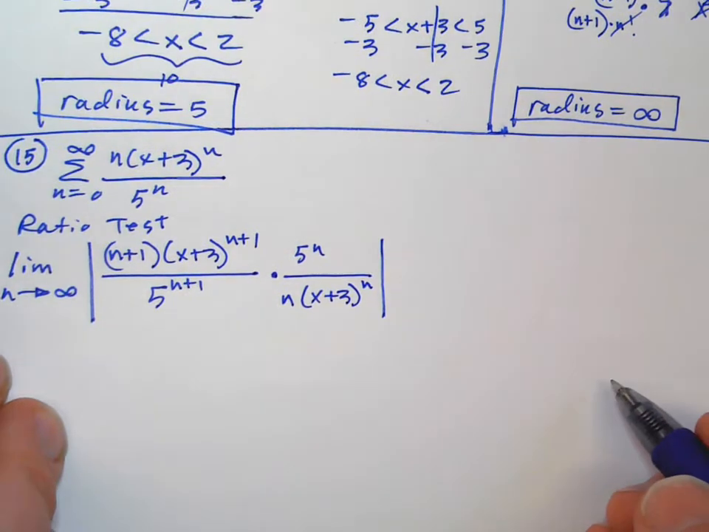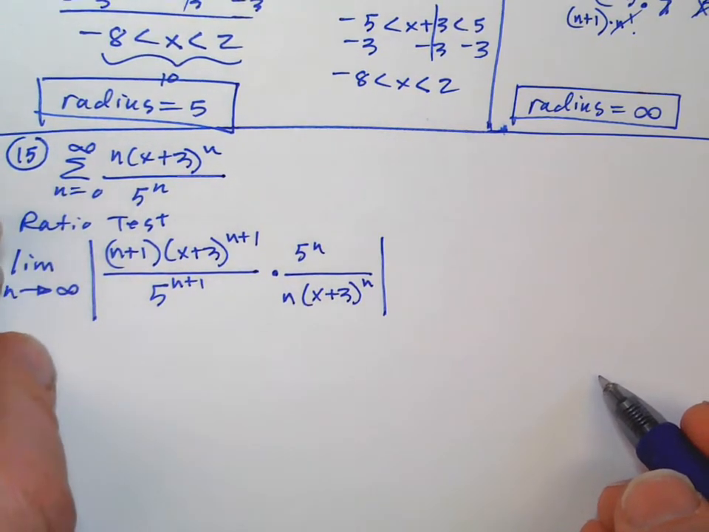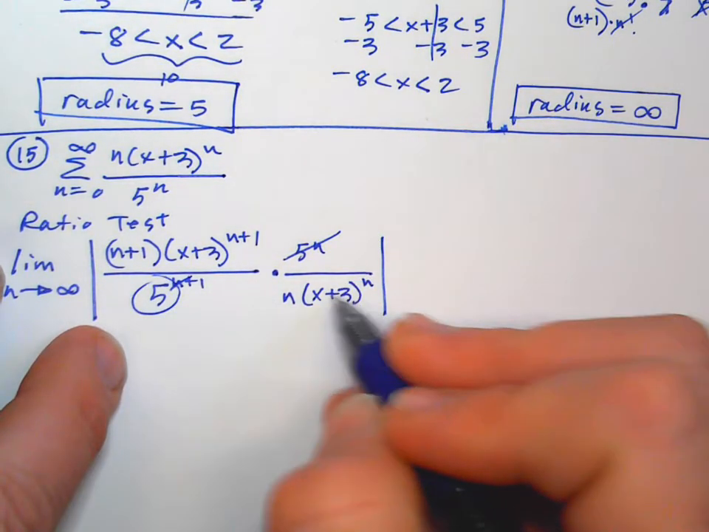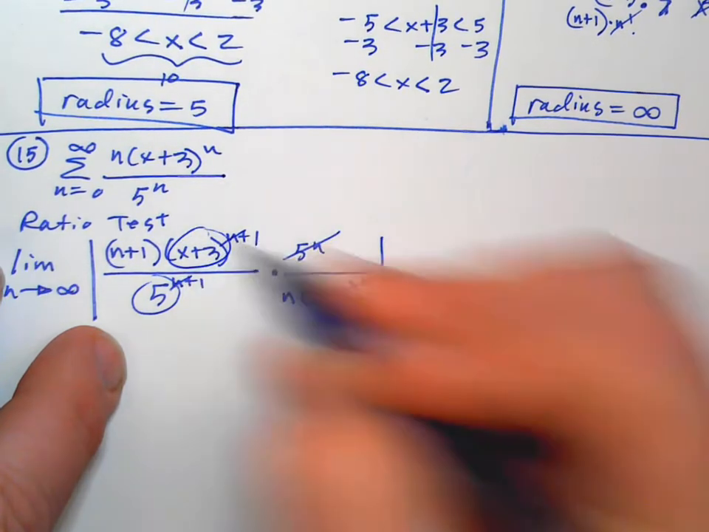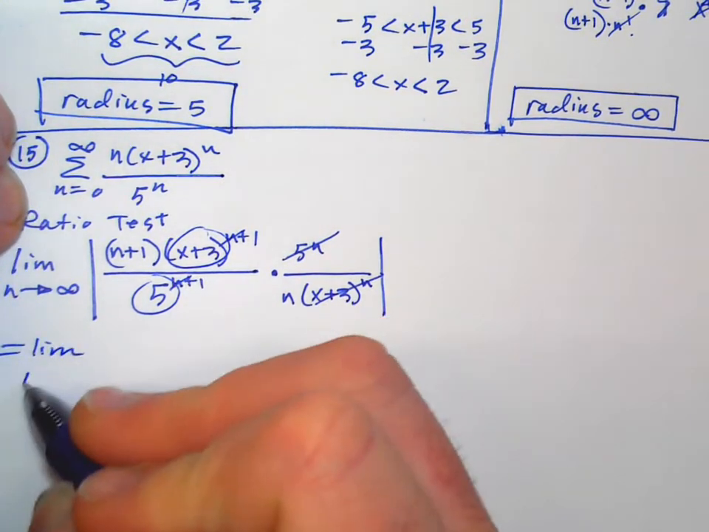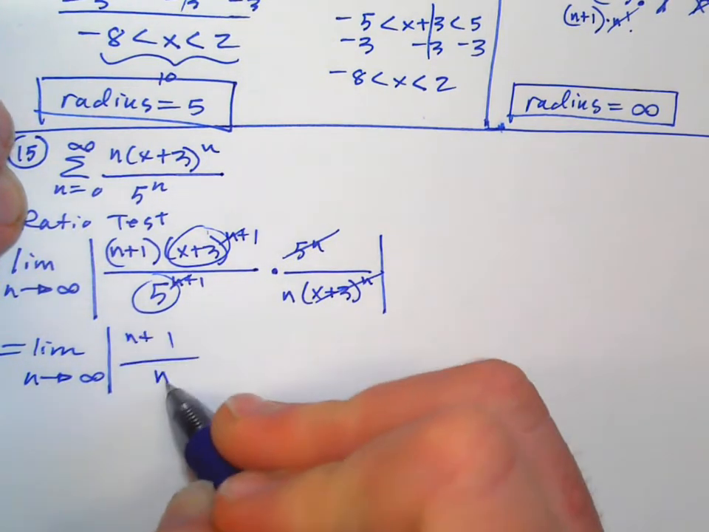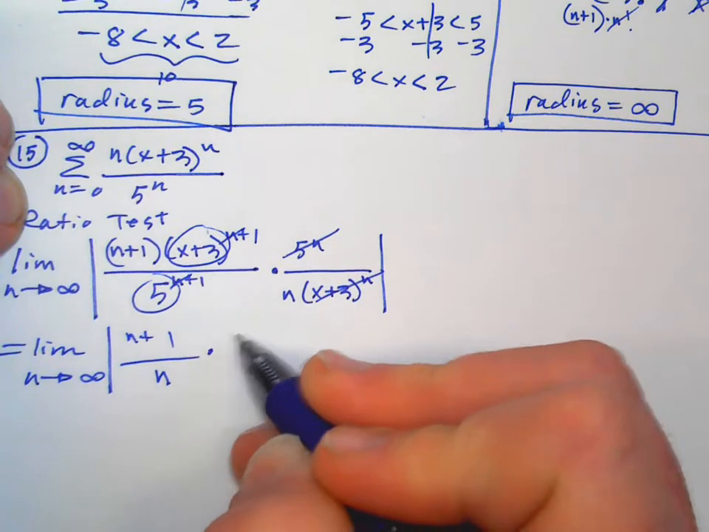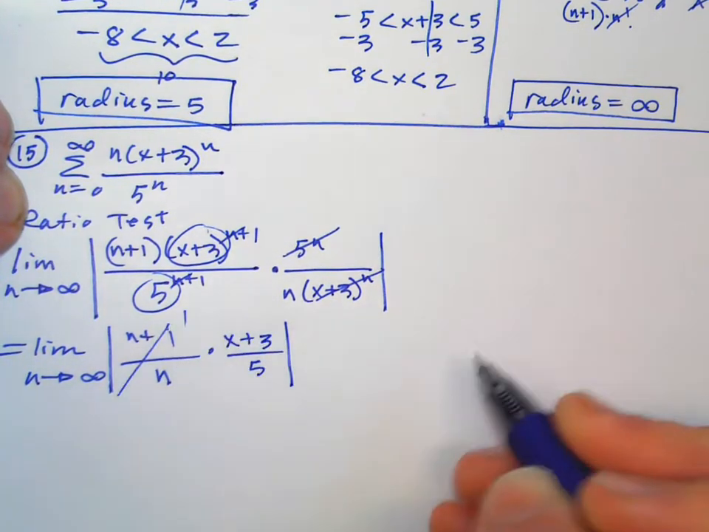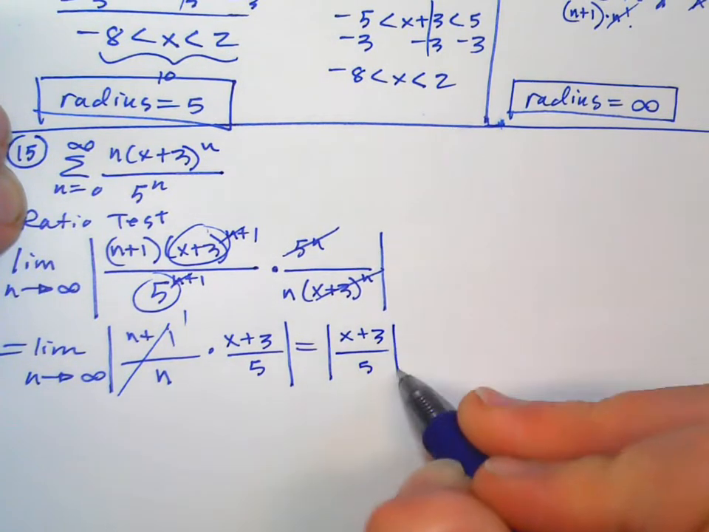Okay, and then we are going to simplify using rules of exponents. And so we could rewrite it as a limit. I haven't taken the limit yet. I'm going to put the n plus 1 over n. Those can't reduce. And then you have (x plus 3) over 5. Now this is going to go to 1 when you take the limit. So we're going to have the absolute value of (x plus 3) over 5 less than 1.